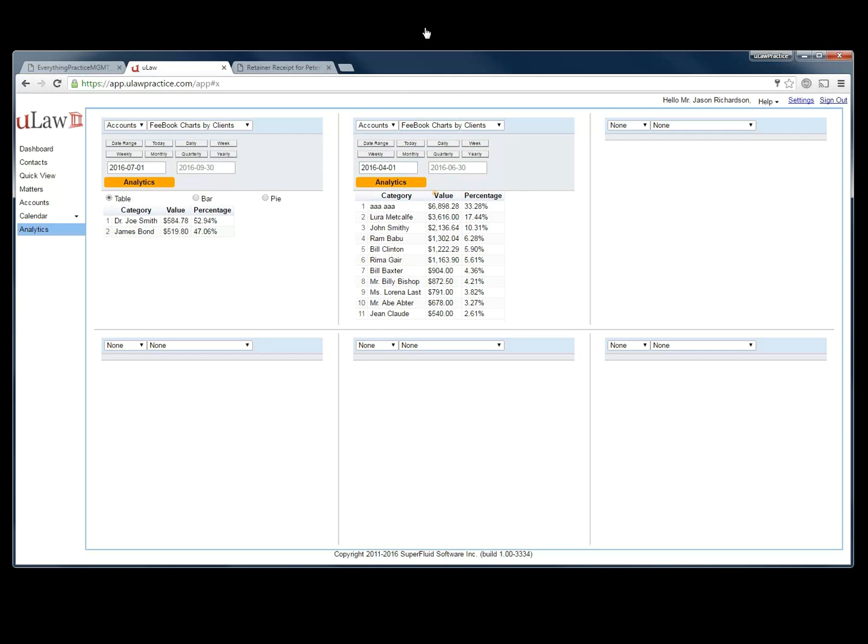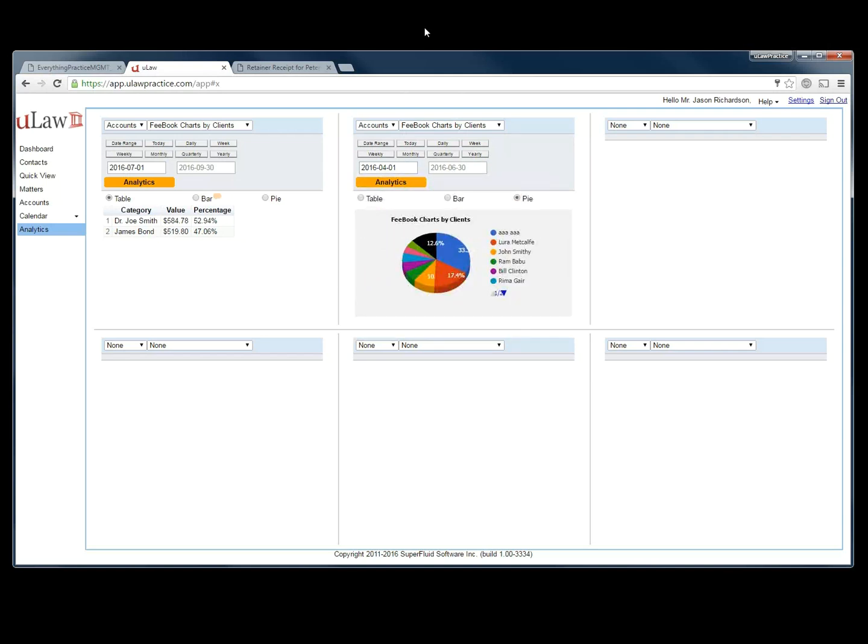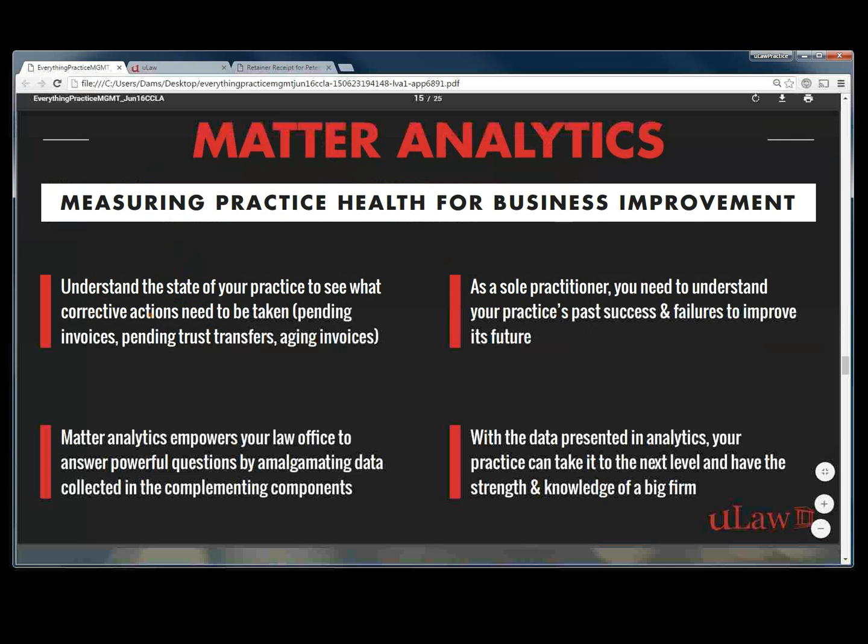So in 2 seconds, you'll be able to look at your pie chart and say, it's looking like a very, very different quarter. Understanding matter analytics is very key, because it gives you the state of health of your business. What are the things that are going right? What are the things that are going wrong? You will very clearly understand. For sole practitioners, this is a big deal, because they don't have the time to compute all these things so that they can improve upon their past and failures. So having the right tool that provides a measure of practice health is very, very key.